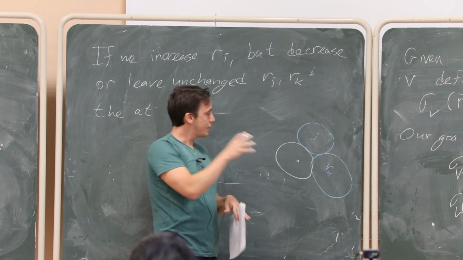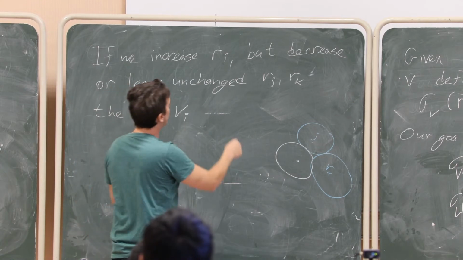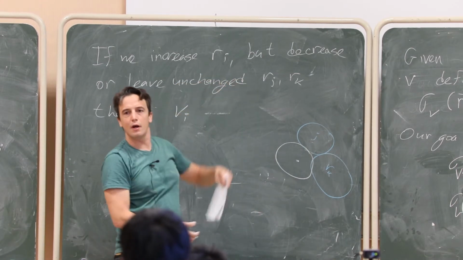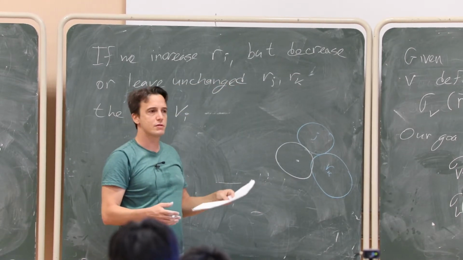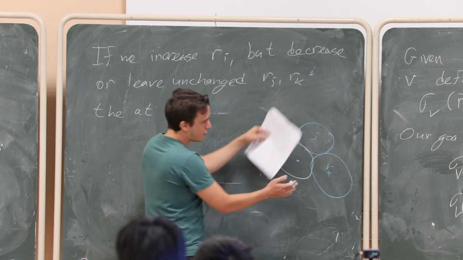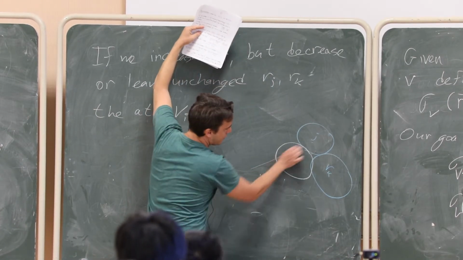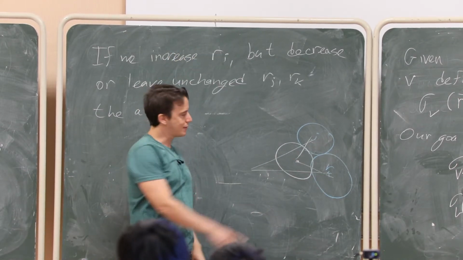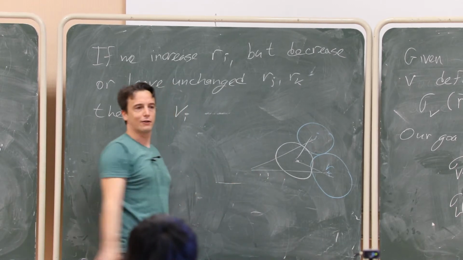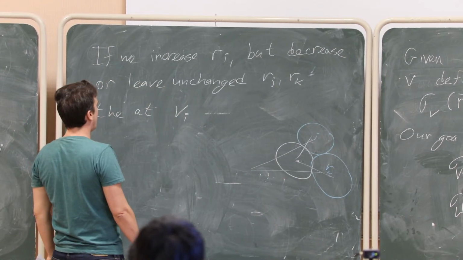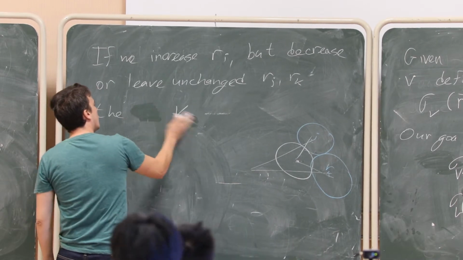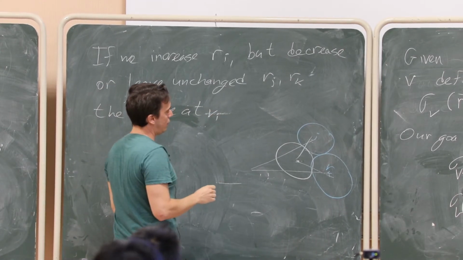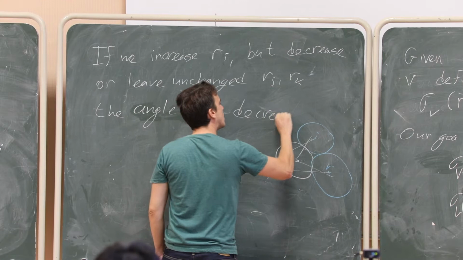Is the circle becoming smaller? Oh, sorry. I'm increasing it, but leaving, sorry. So I'm making Ri bigger. So what happens to the angle? It decreases. As it becomes bigger and bigger, this becomes a smaller angle than this. And here is the proof of this fact: this angle is bigger than this angle. Then the angle at Vi decreases.